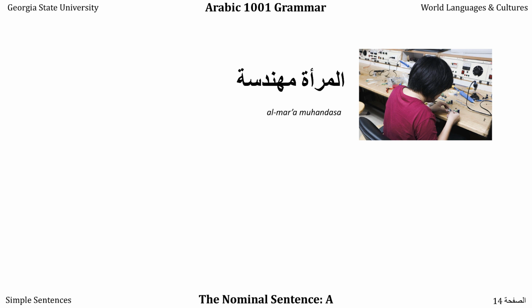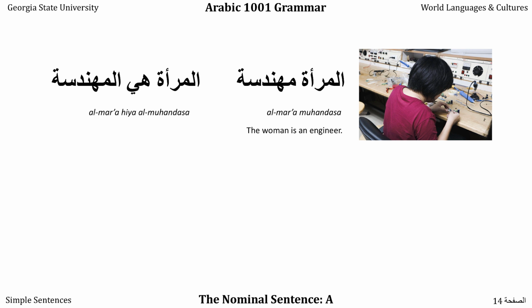Muhandasa is indefinite, so we know that this is a sentence. The woman is an engineer. But what if we want to say the woman is the engineer? If we say al-mar'a al-muhandasa, it doesn't make any sense because it's not a sentence. They're both definite. So what we're going to do is put the pronoun in between the two of them. Al-mar'a hiya al-muhandasa.